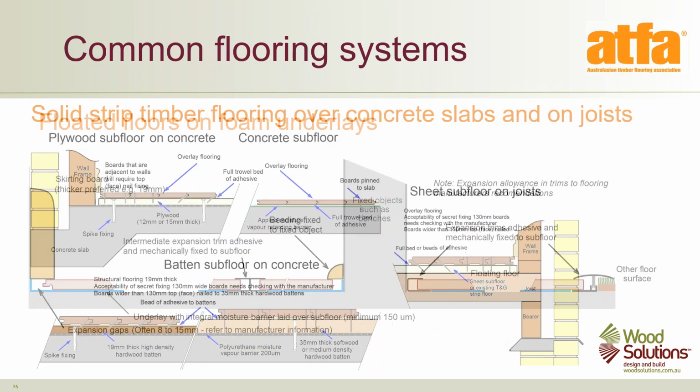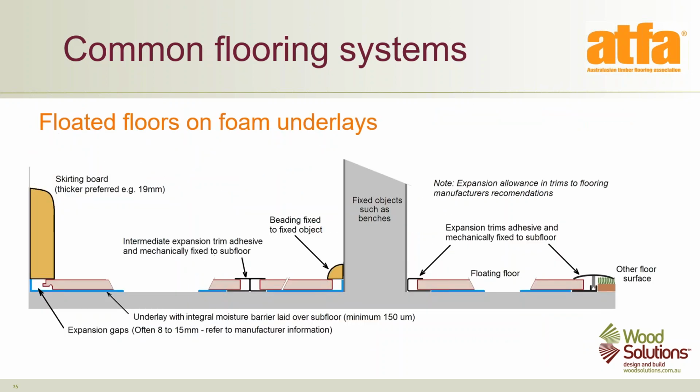Now if we go on and look at floating floors and floated floors on a foam underlay. So initially you can see there's the blue foam underlay there, and generally this will have a moisture vapor barrier as part of that underlay, and it needs to be at least 150 microns of plastic. Now sometimes underlays don't have anything, in which case most manufacturers say you need to put black plastic down over the slab first before you use the underlay, and even some will say if you're uncertain about the conditions, do that anyway.